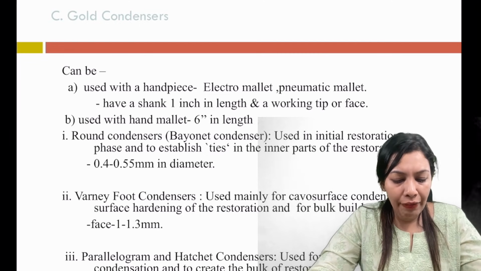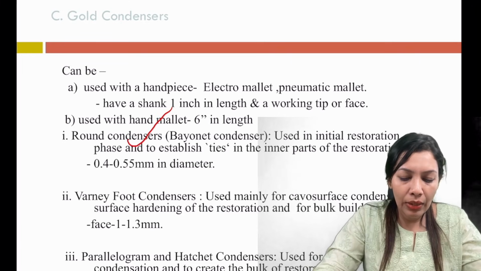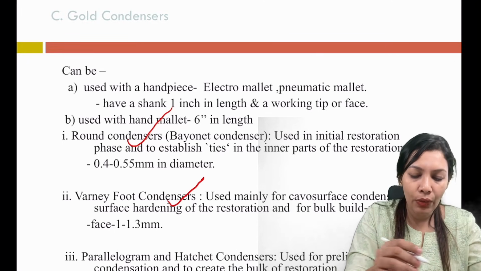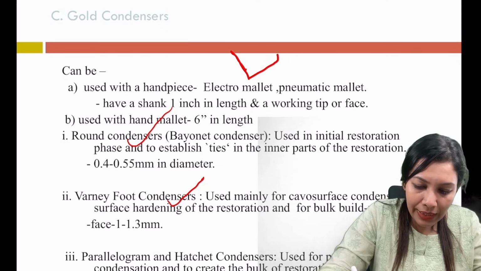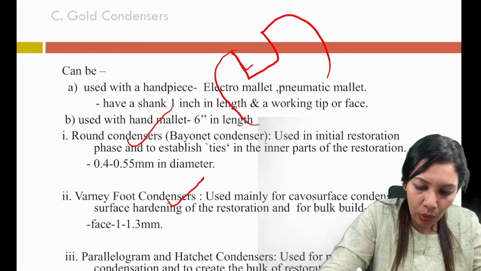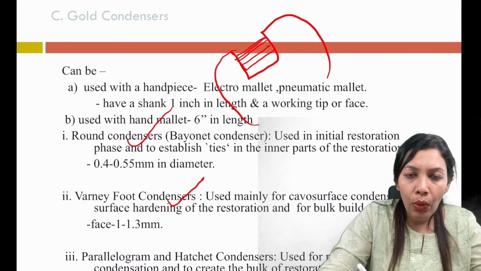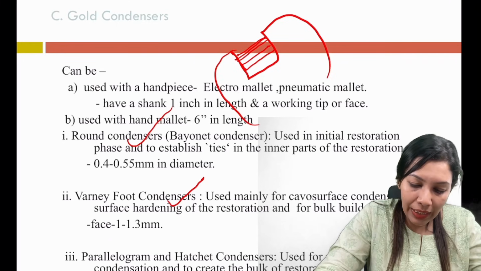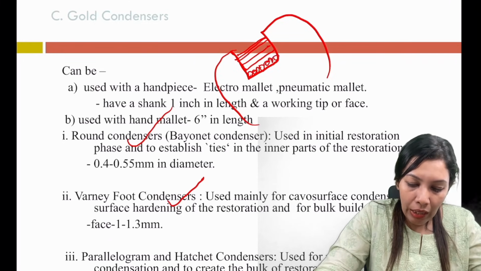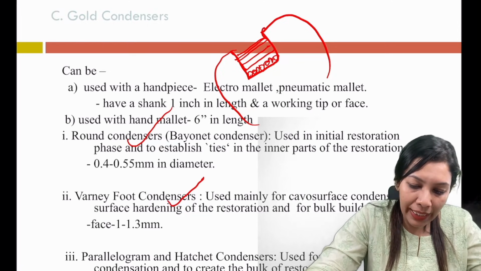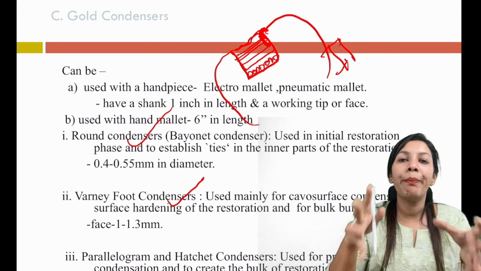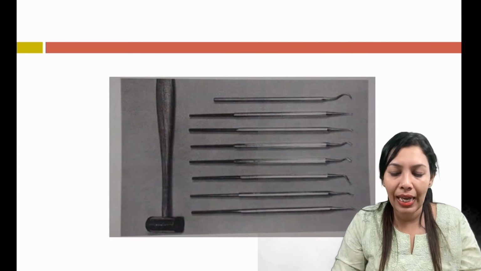Next, we have various condensers, as I said. That is the round condenser for initially placing and condensing, and foot condensers, where you can see this is the cavity onto which the gold is placed. Round condensers, also called Bionate condensers, are used in the initial restoration phase where we will be placing the gold. Foot condensers are mainly used for the surface margin condensation and the surface hardening procedure. And there is the parallelogram condenser that is used to create the bulkiness of the restoration. This is the hand instruments.